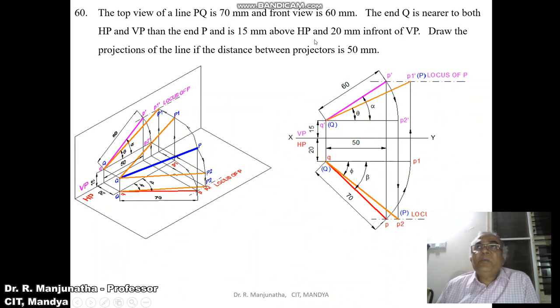As we know, it is 15 mm above HP. Above HP is seen in the vertical plane. So from the XY line, you measure 15 mm and draw a horizontal line which is parallel to XY.